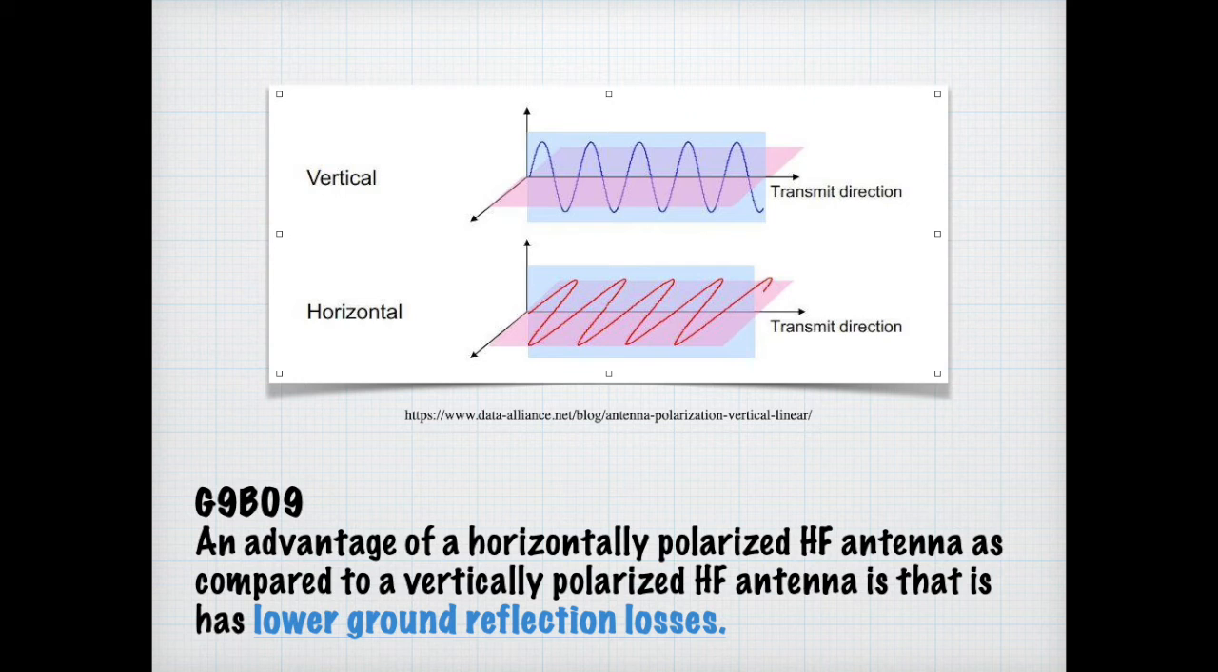You can see by this diagram that the vertical antenna's radiation pattern tends to go into the ground quite a bit and it can be absorbed, whereas the horizontal just goes outward. For the exam, you need to know that an advantage of a horizontally polarized HF antenna as compared to a vertically polarized HF antenna is that it has lower ground reflection losses.